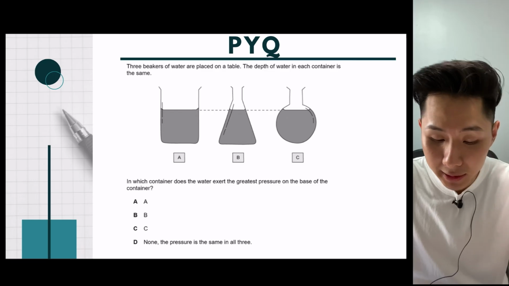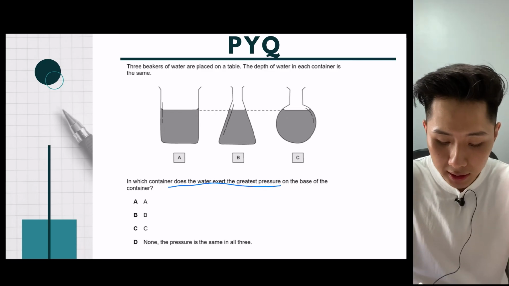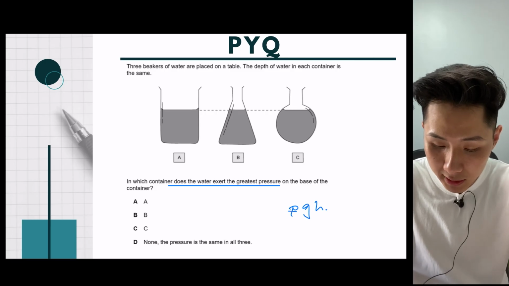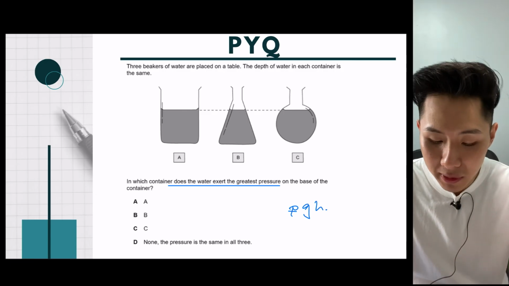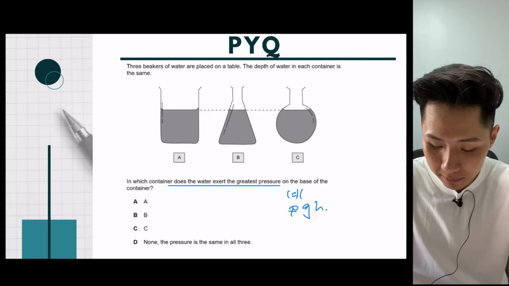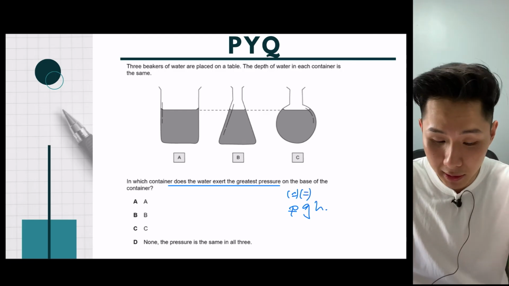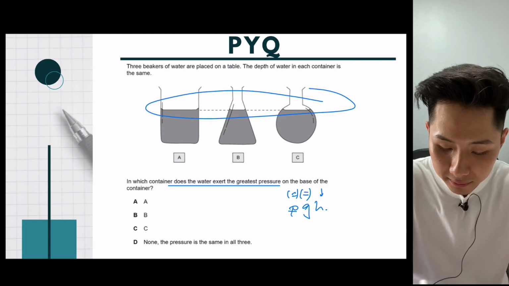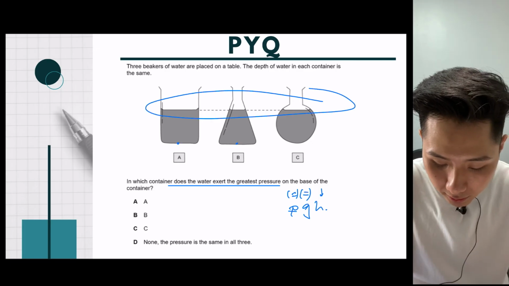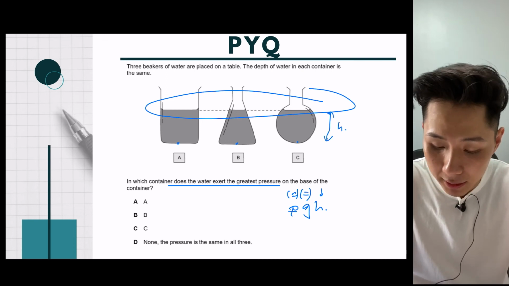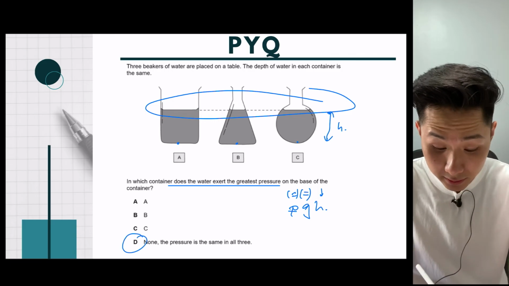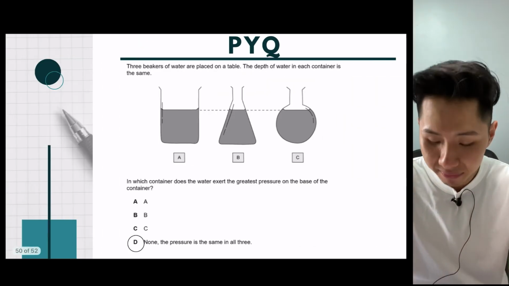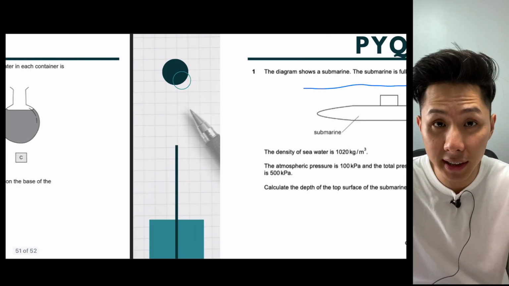Next question. Three beakers of water are placed on the table. The depth of water is the same. In which container does the water exert the greatest pressure? Alright, so now we have pressure under liquid, so it's rho g h, and it depends on density. Since the three beakers contain the same liquid, water, the density will be the same. Gravitational force is the same as well because they are placed on Earth. Therefore, the only thing that will affect the pressure is the depth. If you look at this dotted line here, at the bottom of the glass, they actually have the same height. The pressure is the same in all three because the depth of the water in the three beakers is the same. So my answer is D, none, because the pressure is the same in all three.